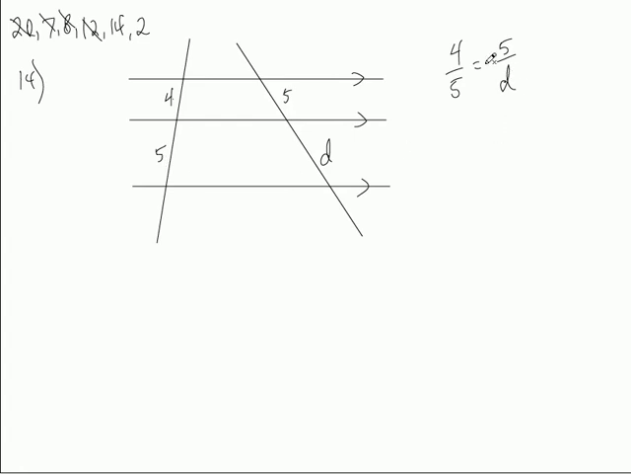Okay, and then you just cross multiply, right? So 4D equals 25, so D equals 25 divided by 4, and that's all you have to do. That's it. You just keep it 25 over 4. There's really no reason to change it to a decimal or a mixed number or anything. I would just keep it 25 over 4. Okay?